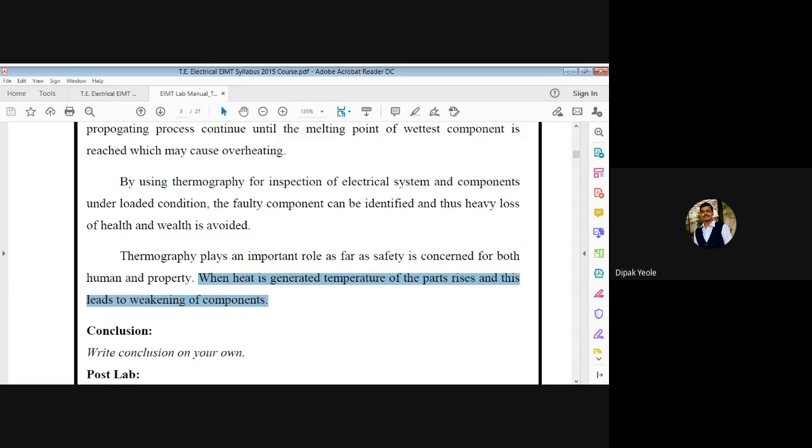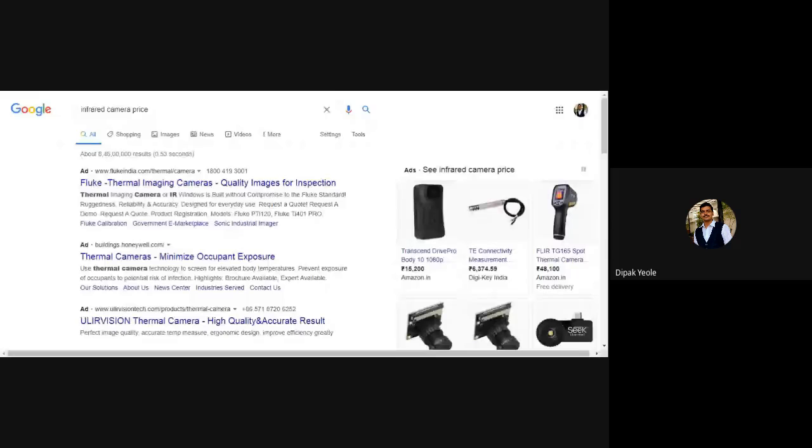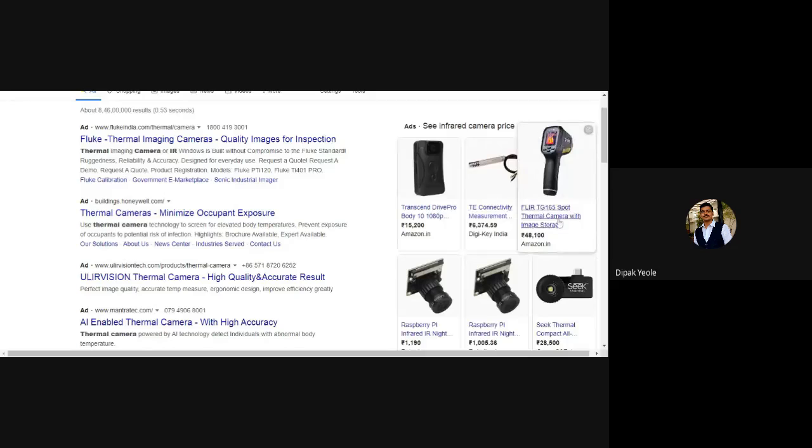Let me show you my screen so that you will get the idea of how the thermography camera looks. Just a minute, let me share my screen about the thermography infrared cameras. Okay, so you can see Fluke is a company which is available. I hope the screen is visible to you, and you are going to see the thermal imaging cameras, the quality images for inspection. And you can see the image of this thermography camera.